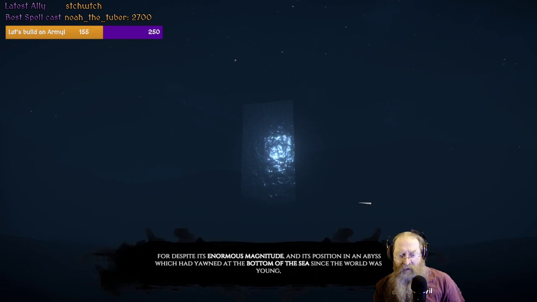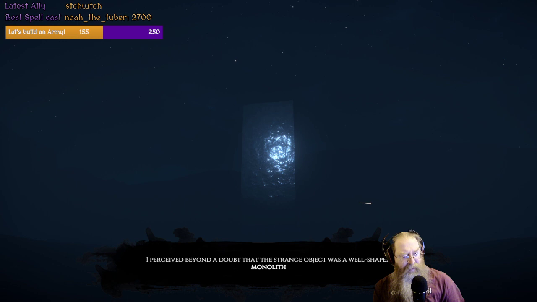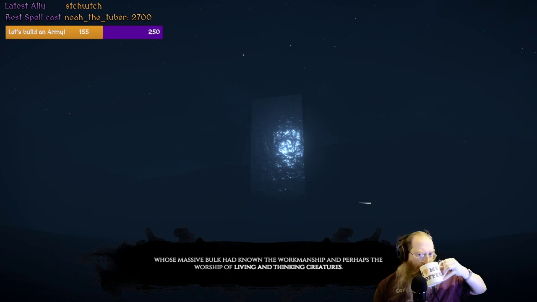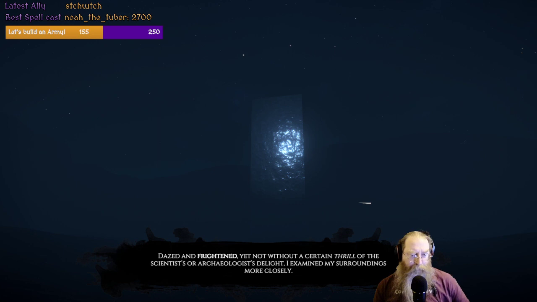For despite its enormous magnitude and its position in an abyss which had yawned at the bottom of the sea since the world was young, I perceived beyond a doubt that the strange object was a well-shaped monolith, whose massive bulk had known the workmanship and perhaps the worship of living and thinking creatures. Dazed and frightened, yet not without a certain thrill of the scientist's or archaeologist's delight, I examined my surroundings more closely.